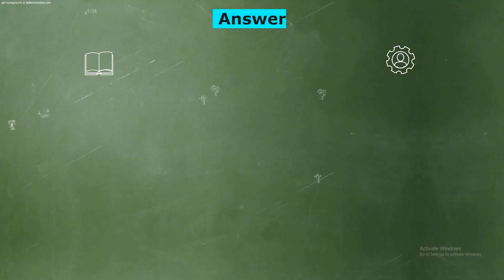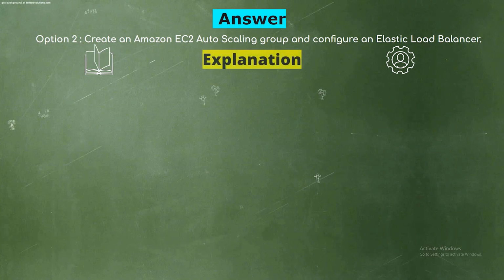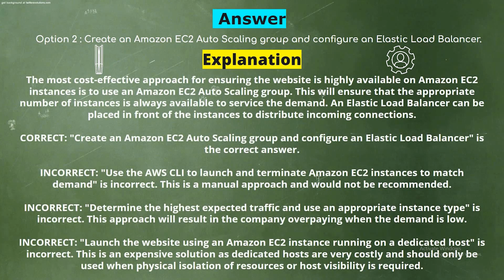And the correct answer is Option 2. Create an Amazon EC2 auto-scaling group and configure an elastic load balancer. Explanation. The most cost-effective approach for ensuring the website is highly available on Amazon EC2 instances is to use an Amazon EC2 auto-scaling group.